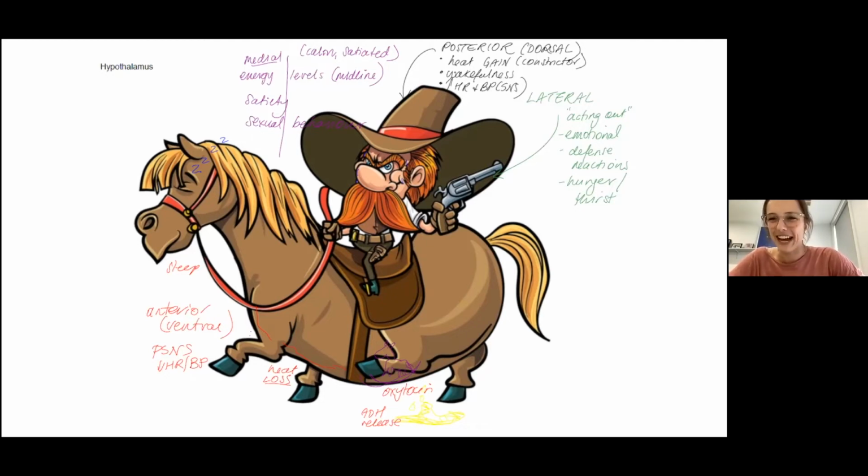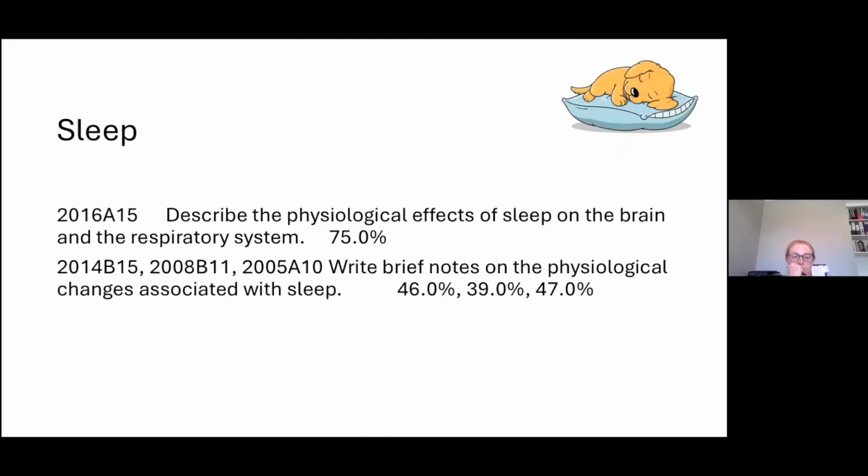And then our lateral, if you're emotional and you're hangry, you're acting out, you might be defensive. So laterally, maybe outwards, acting out, was how we remembered that. I don't know if that helps you guys, but that's how I remembered it. It did come up in an MCQ actually, and I did know which part of it was from my little cowboy. So last one, we move on from the hypothalamus.